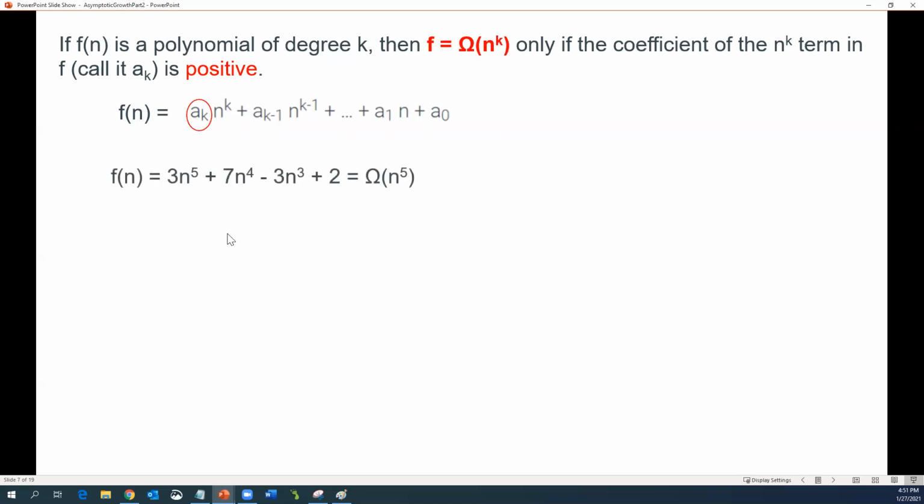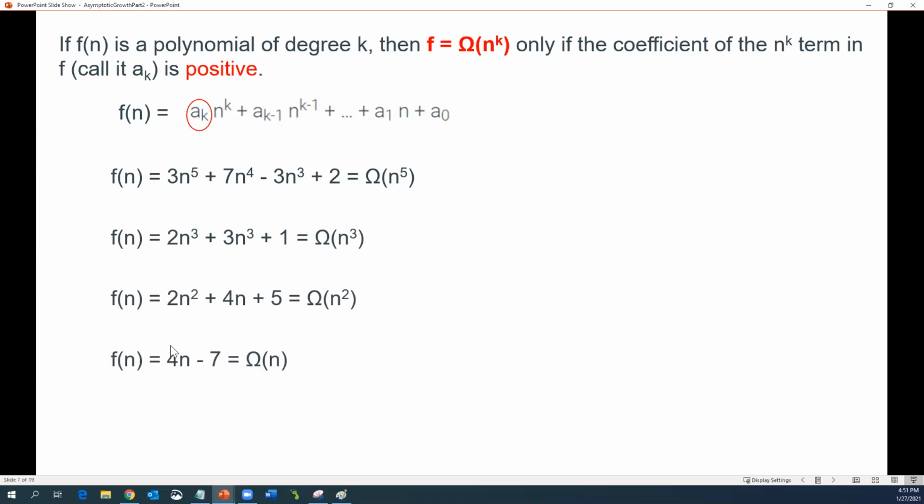Now, let's look. If this is true, then I would take this function and say that's omega n to the 5th, because the highest exponent is a 5 here. This function would be omega n to the 3rd, and so on. This is n to the 2nd, and this is just a plain n, so it's omega n. Again, that's the lower boundary. Now we can get a constant times n to the k that would be the lower boundary.